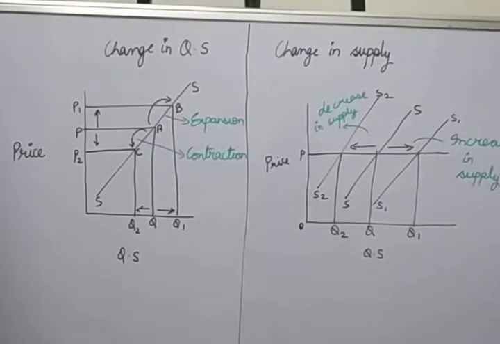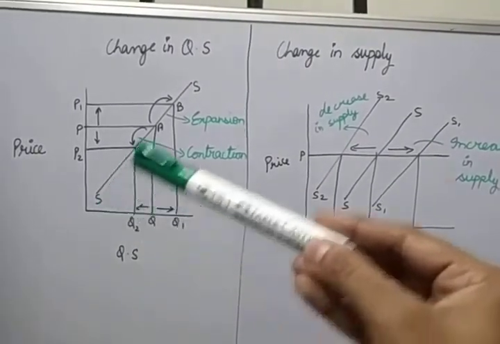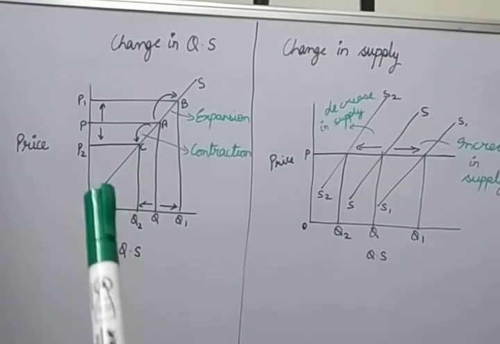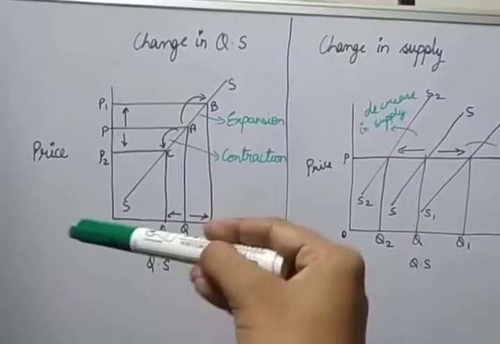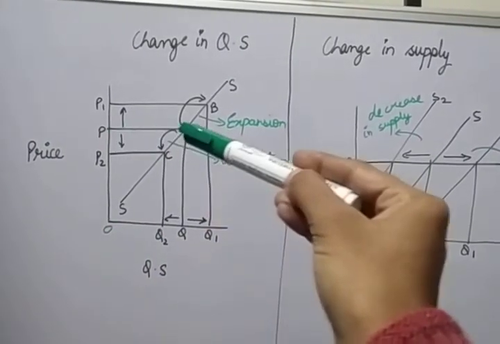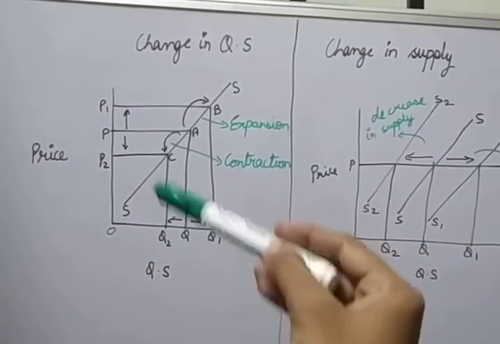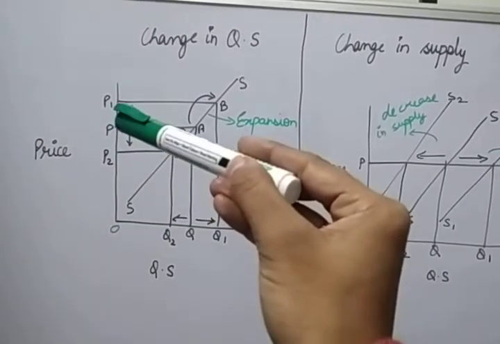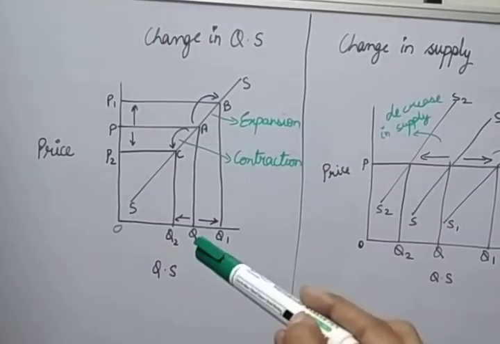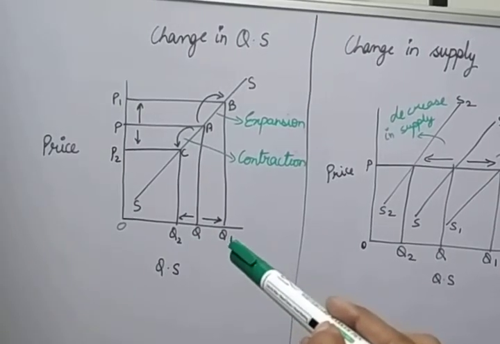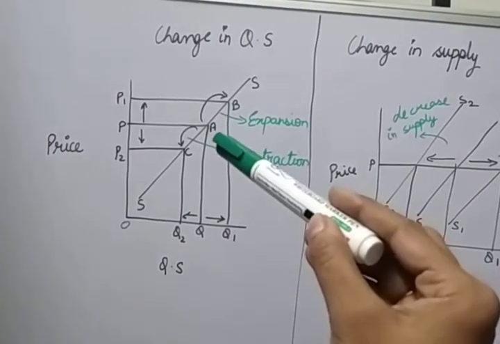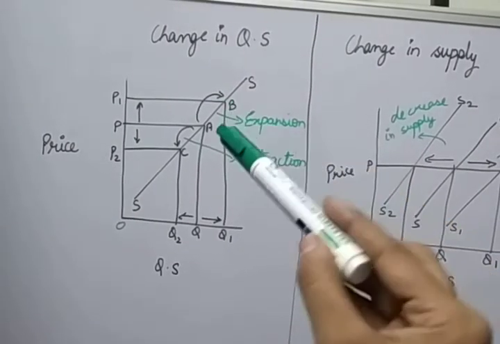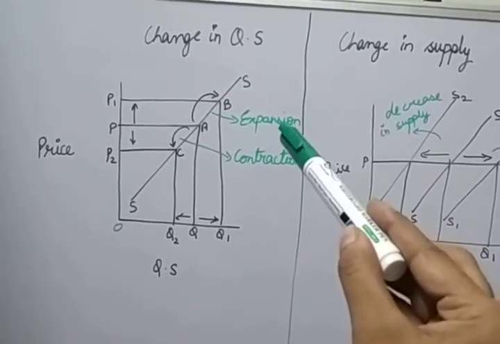Now the second difference you can see here: there is only one supply curve. That means initially if the price is OP, at that time the quantity was OQ. If price increases from OP to OP1, you can see the quantity also increases from OQ to OQ1. So the point also moves from A to B. So that means there is an expansion of supply.